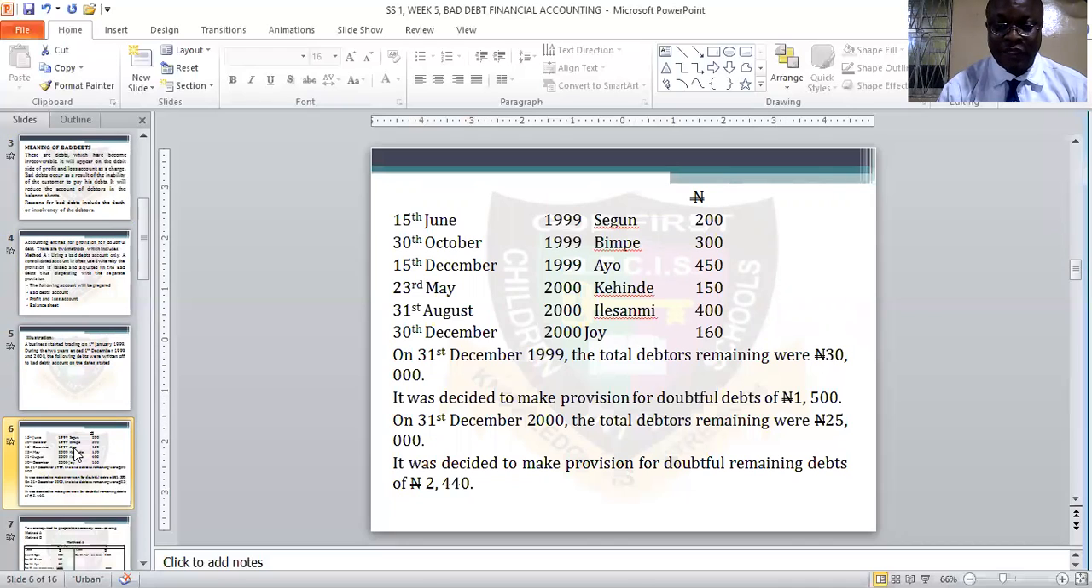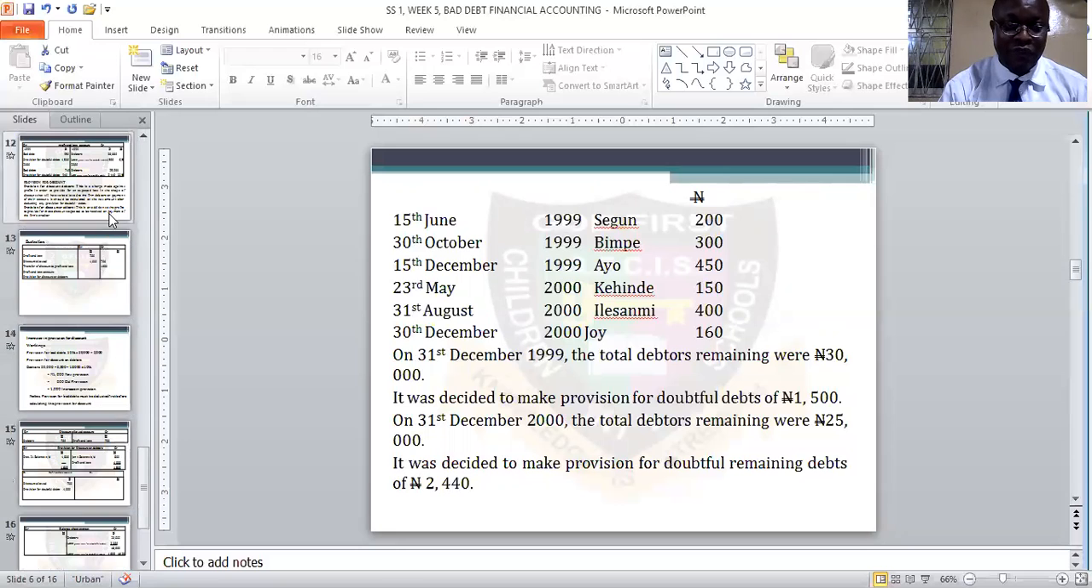On 30th December 2000, Joy 160 naira. Then on 31st December 1999, the total debtors remaining were 30,000 naira. It was decided to make provision for bad debts of 1,500 naira. Then on 31st December 2000, the total debtors remaining were 25,000 naira. It was decided to make provision for doubtful debts of 2,440 naira. So this is the question that we are going to look at today.